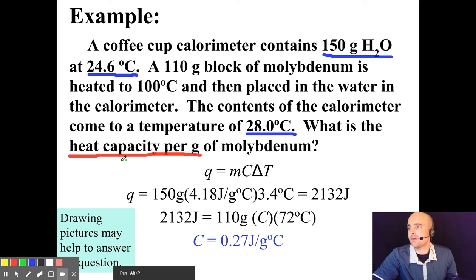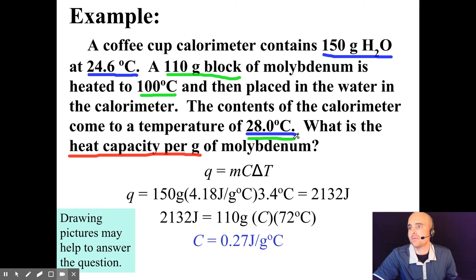So let's underline what pertains to molybdenum. The 100-gram block of molybdenum, and then 100 degrees Celsius is molybdenum. But then it also ends up at 28 degrees Celsius. So this 28 degrees Celsius applies to two different values. It applies to the final temperature of the water, but also the final temperature of the metal.